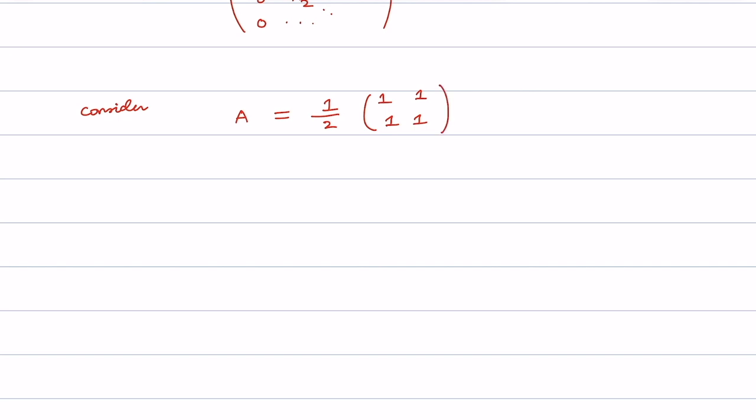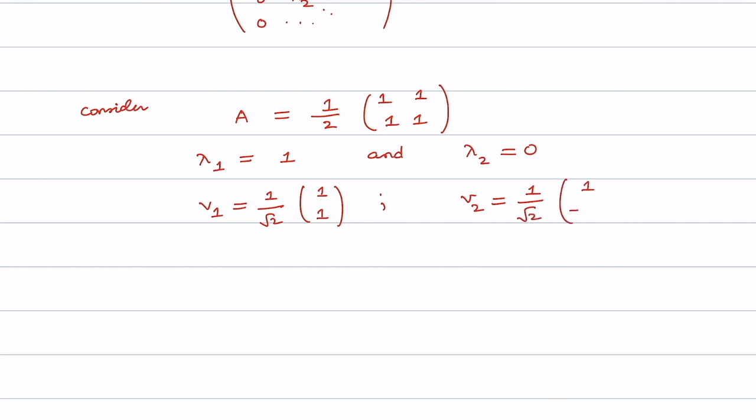And you can easily find out the eigenvalues of this matrix. You just have to set up the characteristic equation and solve it. If you do that, you will get the eigenvalues as lambda 1 is equal to 1, and the other eigenvalue would be lambda 2 is equal to 0. You can find the eigenvector corresponding to lambda 1, and you can show that it would be 1 by root 2, (1, 1). That's the eigenvector corresponding to lambda 1, and V2, which is the eigenvector corresponding to lambda 2 is equal to 0, that would be 1 by root 2, (1, minus 1).